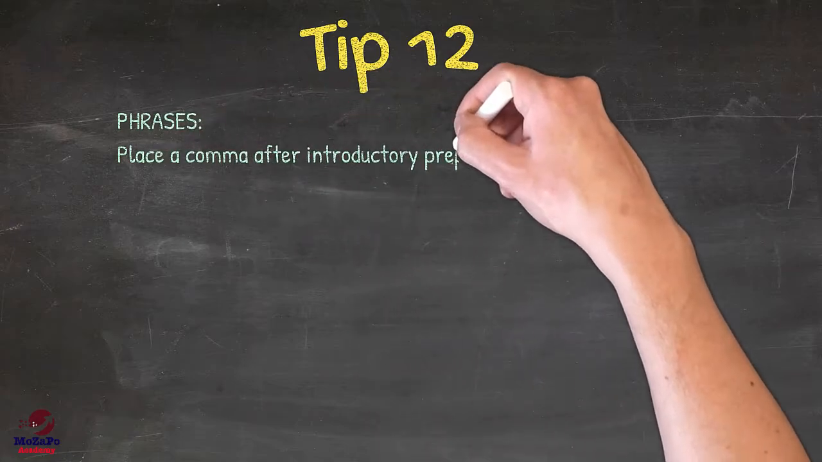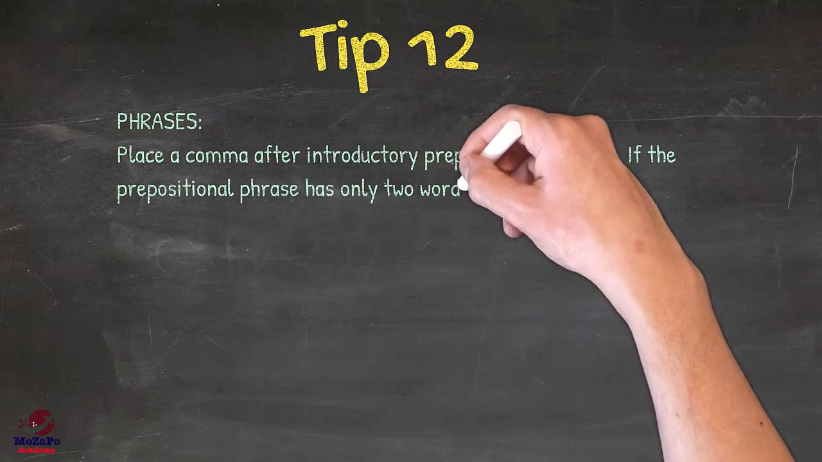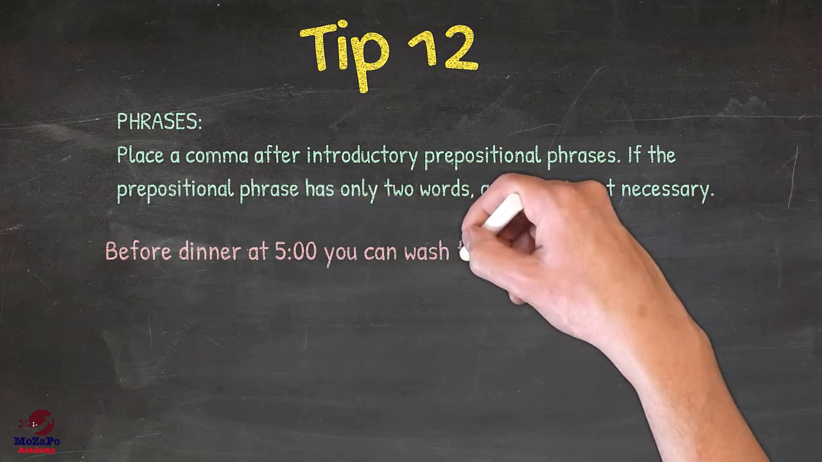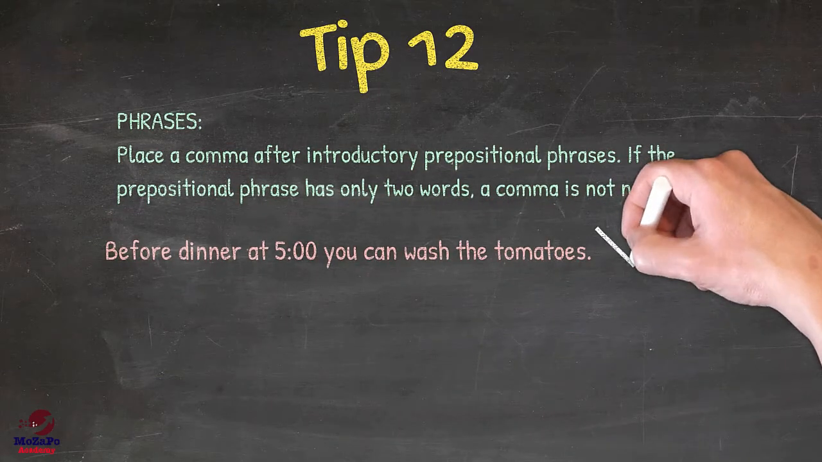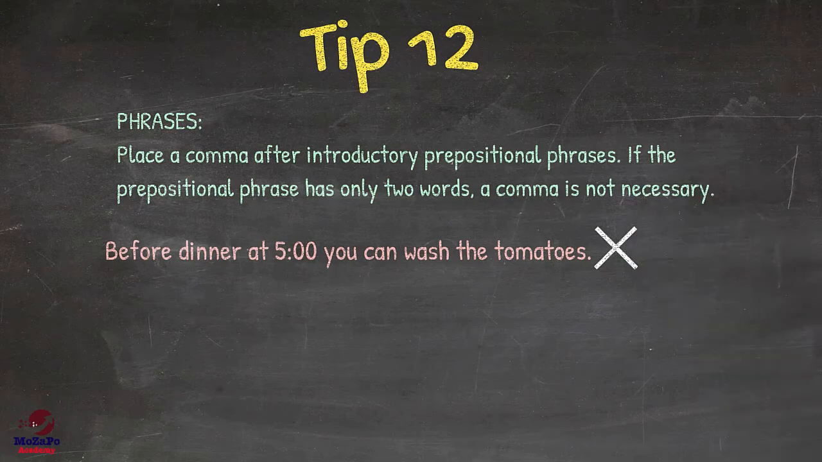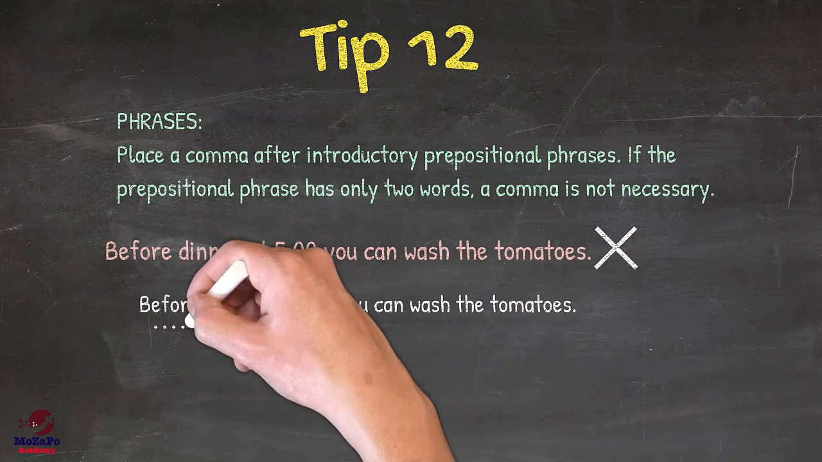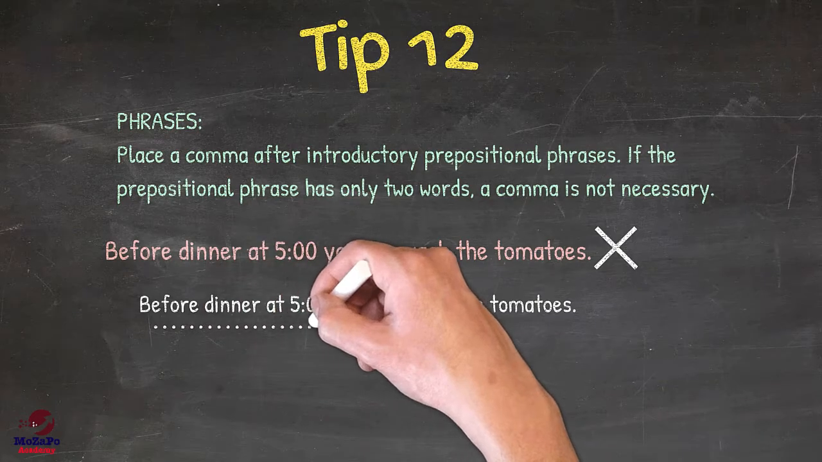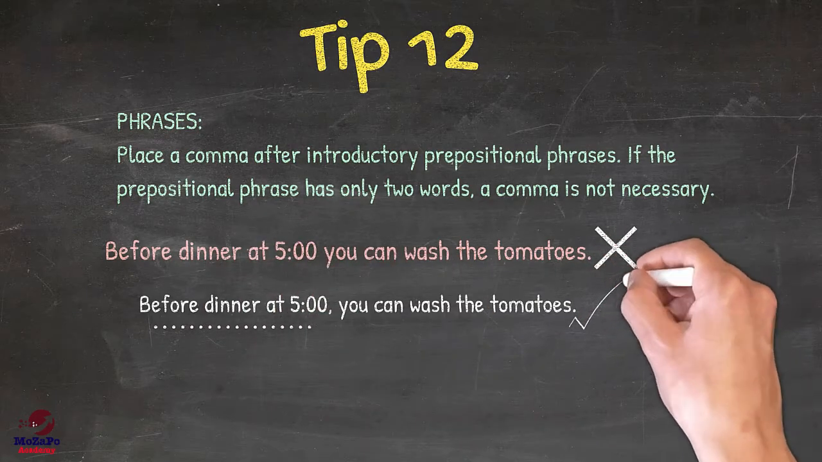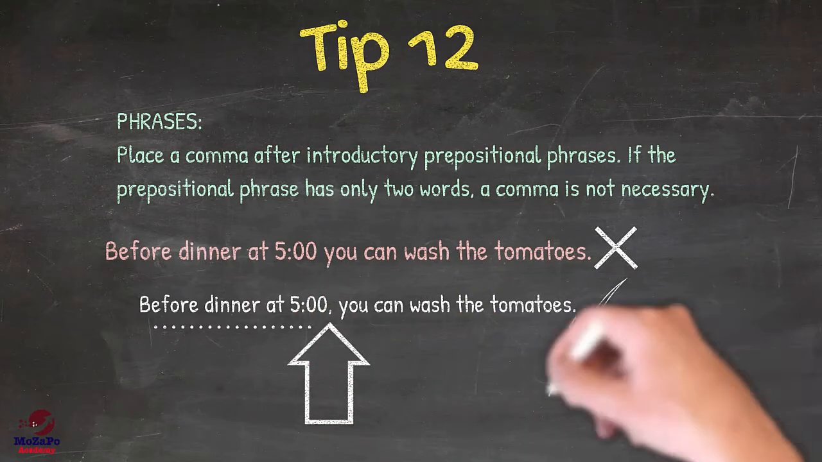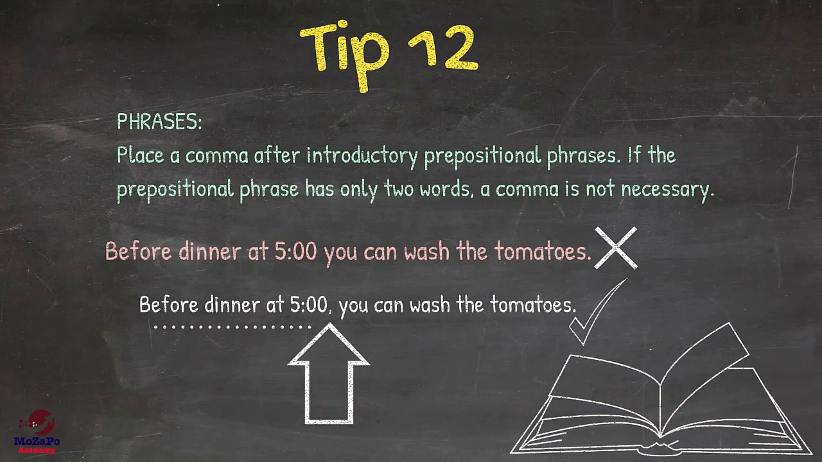Alright, next tip. Phrases and also commas. Place a comma after introductory prepositional phrases. If the prepositional phrase has only 2 words, a comma is not necessary. For example, here in the first part, before dinner at 5, comma, you can wash the tomatoes. As you see, the first part is a prepositional phrase, and we place a comma right after that.